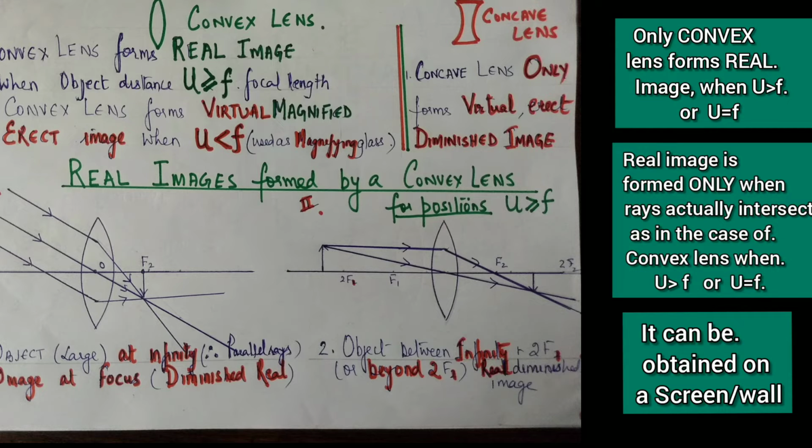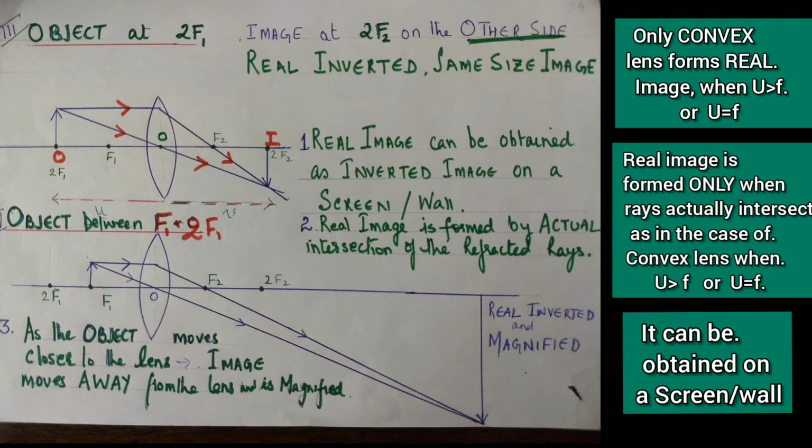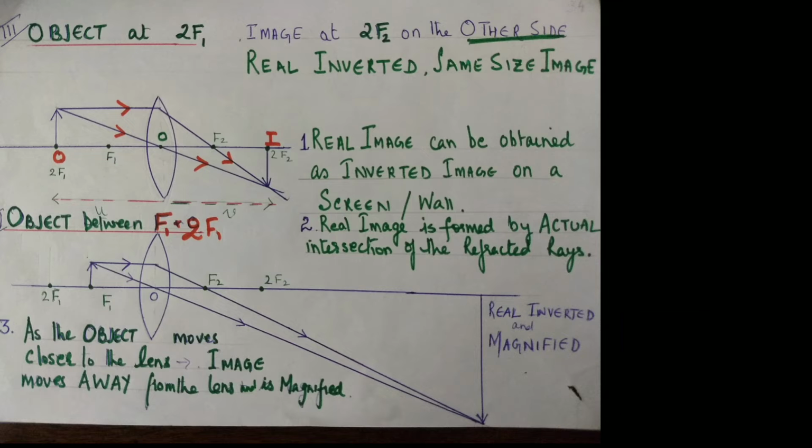Now remember that a convex lens forms both real and virtual images, whereas a concave lens forms only a virtual image, and that image is diminished. For the convex lens, which forms both real and virtual images, we have to mark a point where u is equal to f. When u is less than f, it forms a virtual image, and when u is greater than f, it always forms a real image. Another point is that a real image is always inverted. It can be obtained on a screen, and a virtual image is always erect and cannot be obtained on a screen.